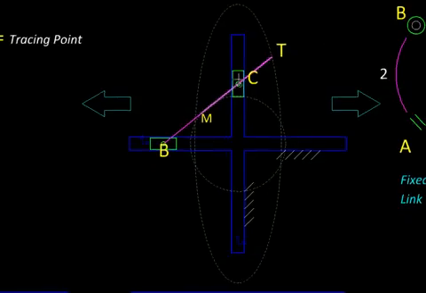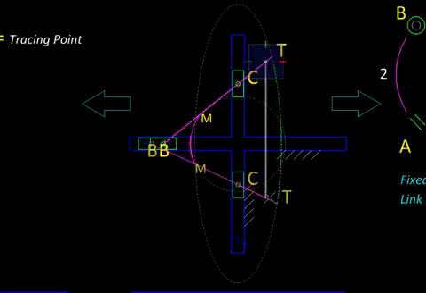This blue link with a cross slot is our fixed link. In it there are these 2 green sliders, and connecting them is this purple link with 2 hinges at B and C. Midway between the hinges we have taken a point M, and on the extension of BC there is another tracing point T. Let us see their path as we move this mechanism.